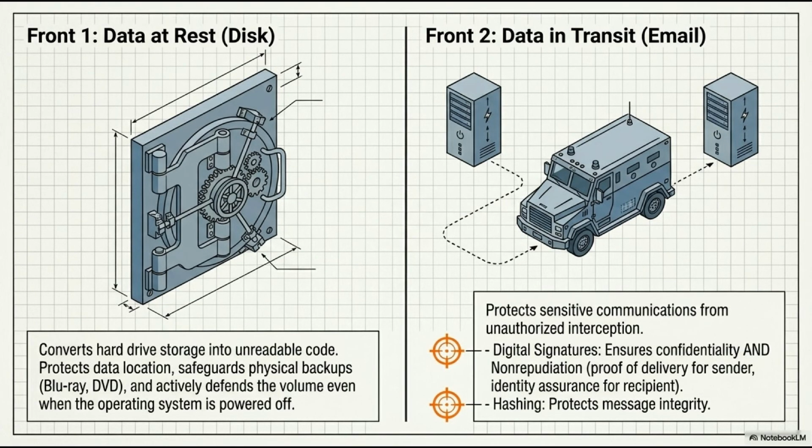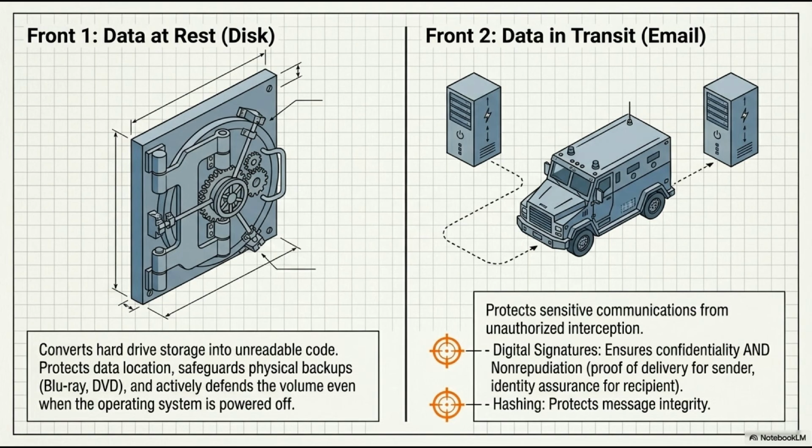Exactly. They bypass your Windows password entirely. So the data itself has to be the vault. Wow, okay. Now on the front 2 side, data in transit, the visual changes. It's an armored truck driving between two servers. Because the data is moving. Right. And this protects sensitive comms from interception.